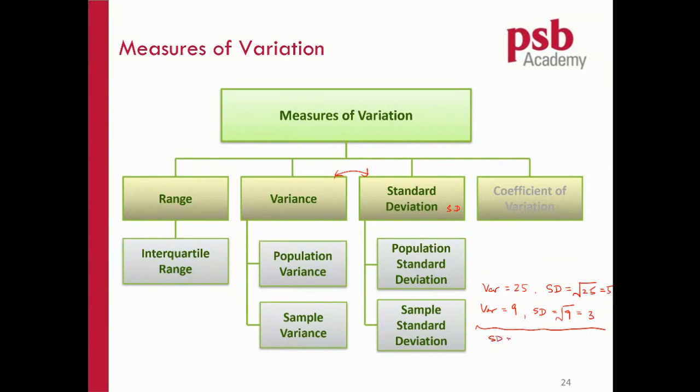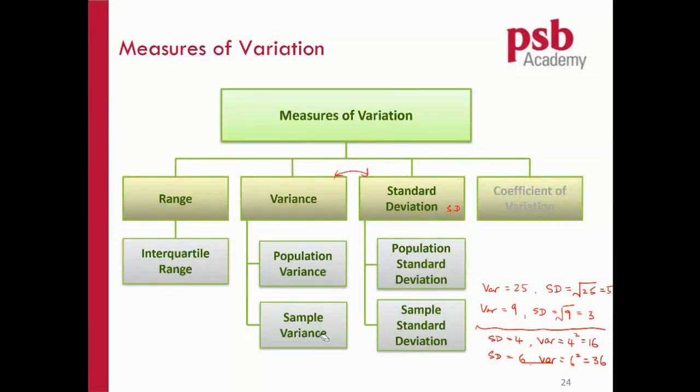I will give you standard deviation is 4. How much is the variance? 4 times 4 equals 16. If the standard deviation is 6, then the variance will be 6 times 6 equals 36. So if you find one of these, you can find the other one very easily.